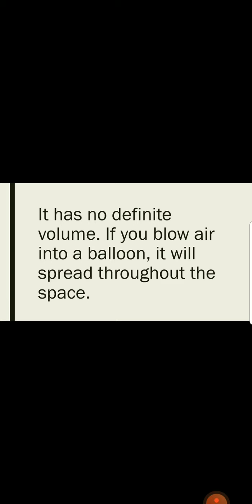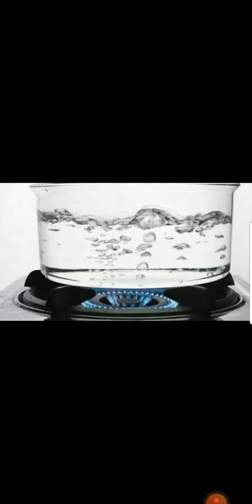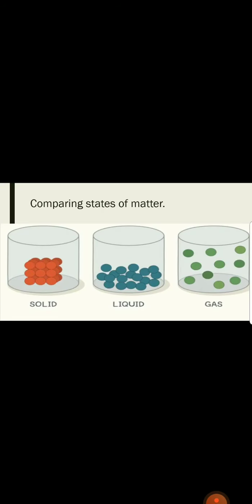See? Air inside a balloon, and when you pump air into a shopping bag or a beach ball, it will take the shape of these objects. It has no definite volume. If you blow air into a balloon, it will spread throughout the space. What does this mean? Air in the balloon and bubbles in the boiling water, these are all examples of the gaseous state of matter. Now let's compare these states of matter.